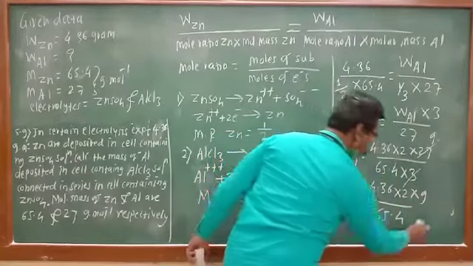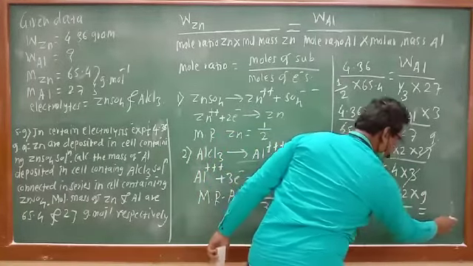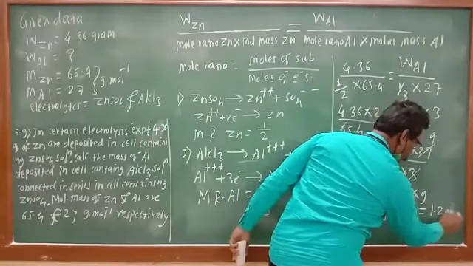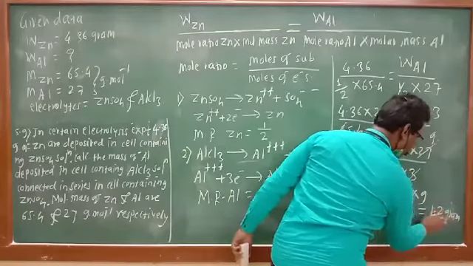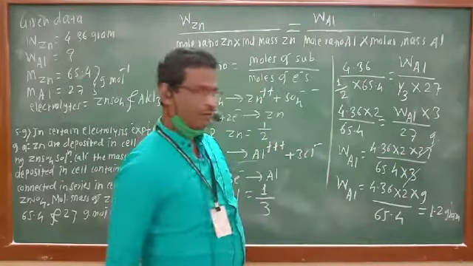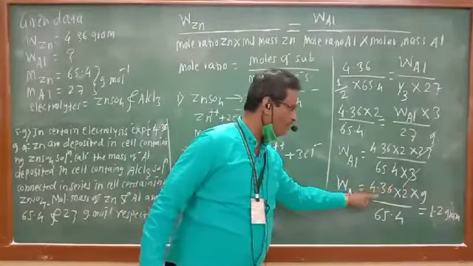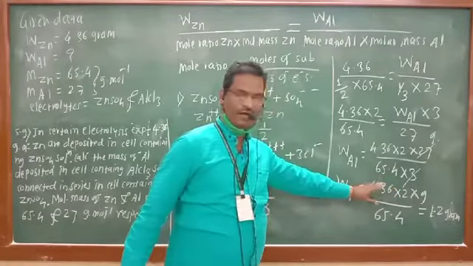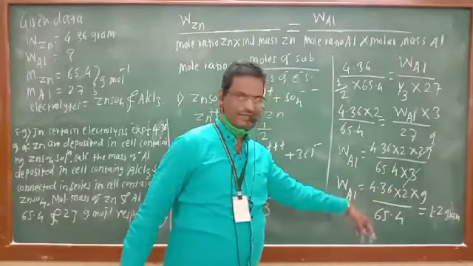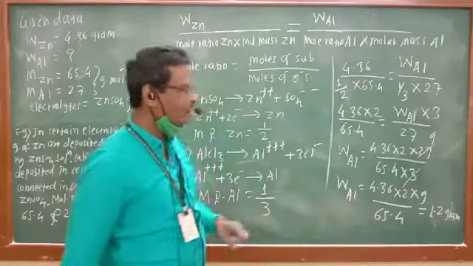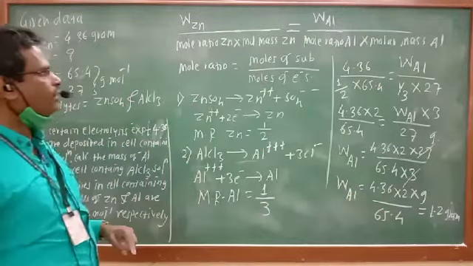This answer should be equal to 1.2 gram, as they have given in your book, and that is the correct answer. So what is the job for you here? You have to see the log of these 4 terms, do addition here, subtract this, and then see the antilog. That is the final answer of weight of aluminium.